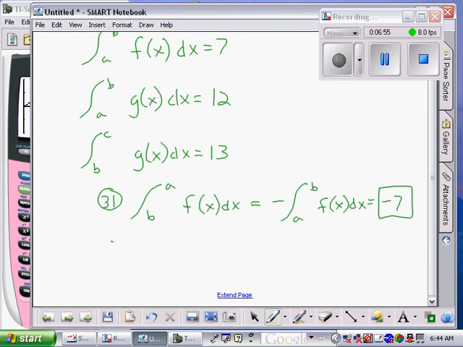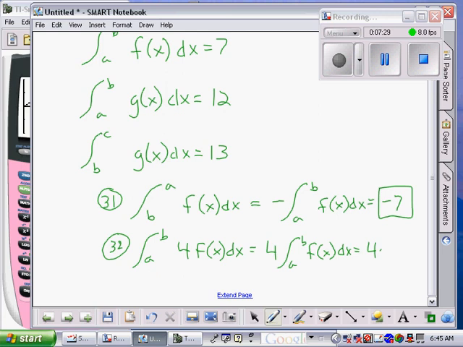Okay, how about number 32, where we still go from a to b, but we stick a 4 out in front here. What can we do with a constant that's sitting next? You can just pull it out, can't you? So this is the same as 4 times this integral of a to b f of x dx, because we can always pull those constants out if they're multiplied times the whole thing. So we would take 4 times what? 7, and our answer is 28.